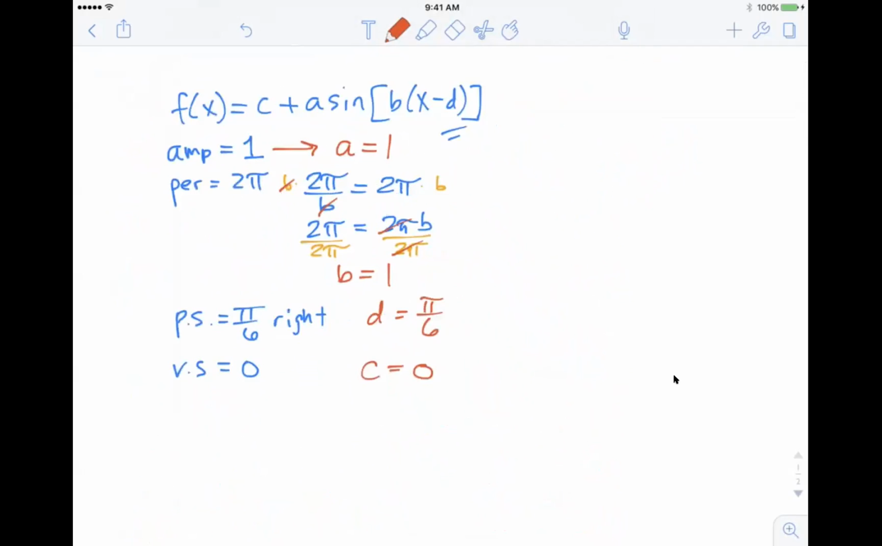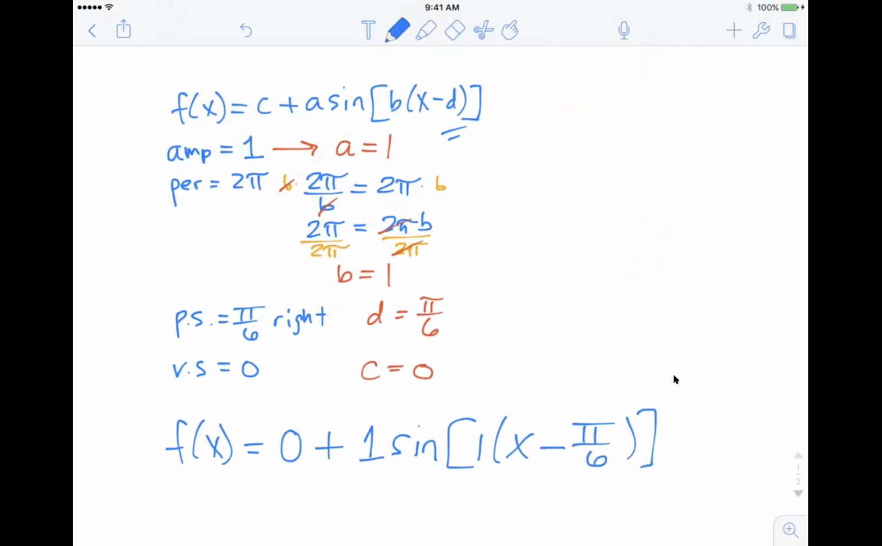So let's see, we've got f of x equal to, the C is 0, A was 1, sine, B was 1, x minus pi over 6. Okay, and then this simplifies a lot. So I don't need the 0 and I don't even need the 1. So this is just sine. If I distribute that 1, it doesn't change what's inside the parentheses. That's just going to be x minus pi over 6. And then that's it. Okay.